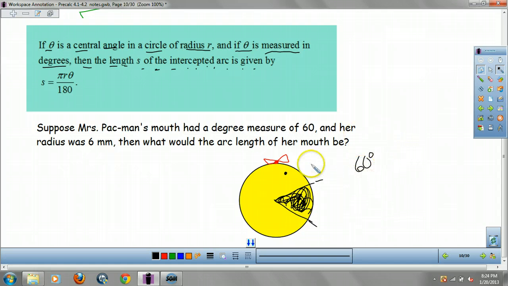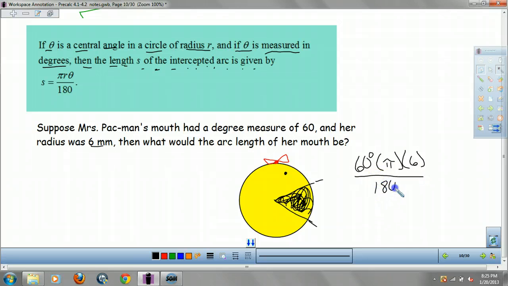So I plug in 60 degrees times pi times my radius, which is 6 millimeters for her, she's a little bit smaller, and divide all that by 180. We cancel this out to make it a little easier: 1, 3. So we get 6 pi over 3, which is also equal to 2 pi. Everyone knows 2 pi is approximately 6.28 millimeters. About. That's all there is to it, guys.